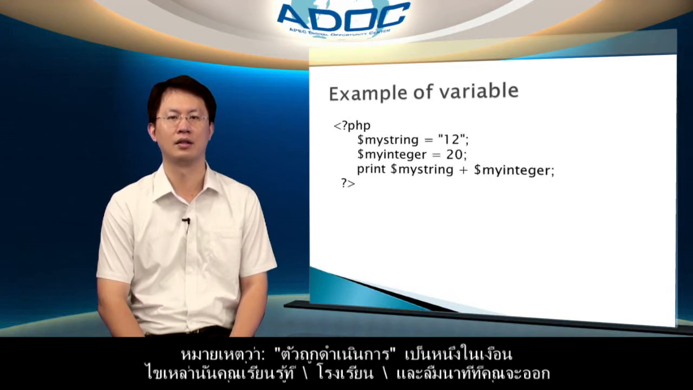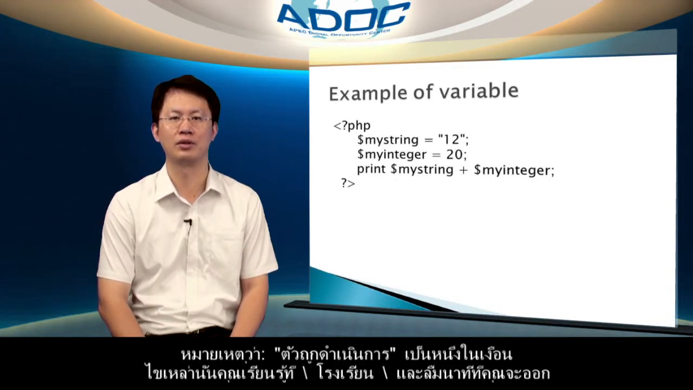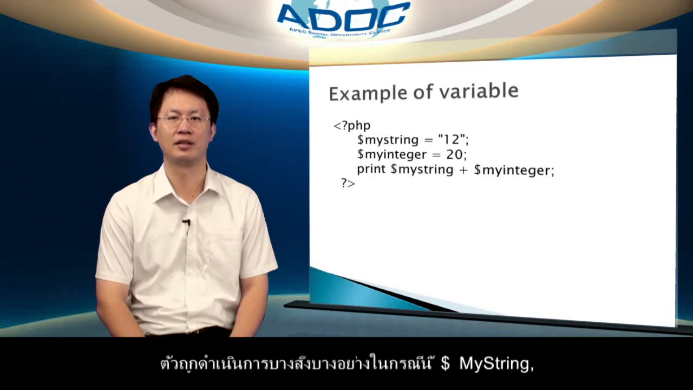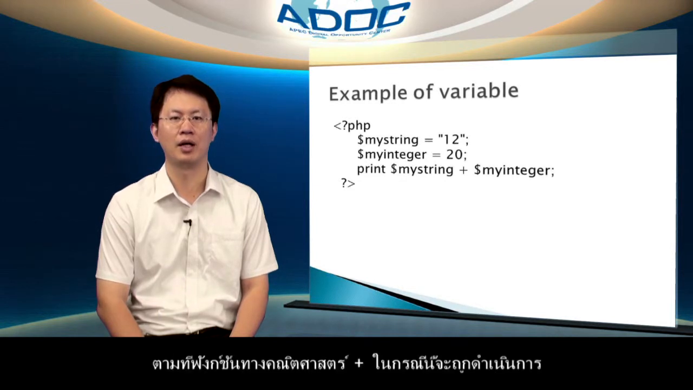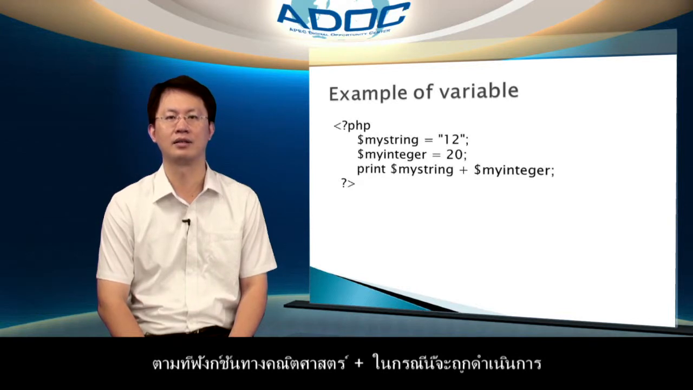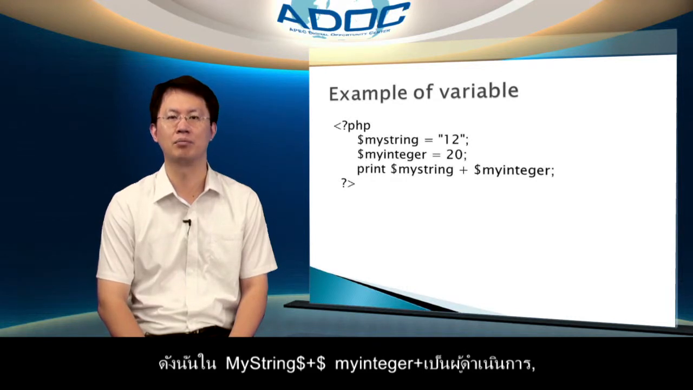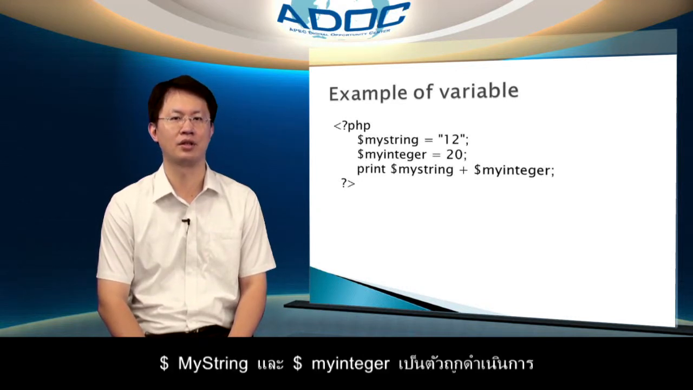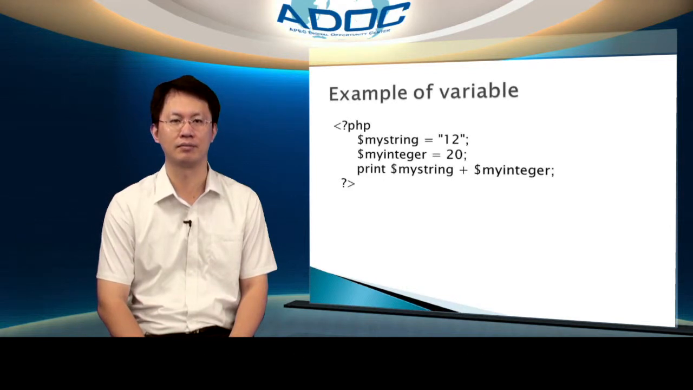Note that operand is one of those terms you learned at school and forget the minute you leave. An operand is something, in this case my string, upon which a mathematical function, in this case plus, is being performed. So in my string plus my integer, plus is the operator. My string and my integer are the operands.